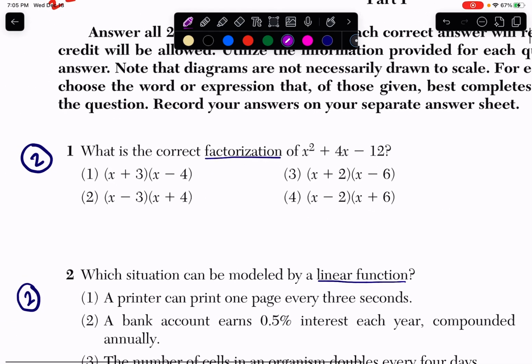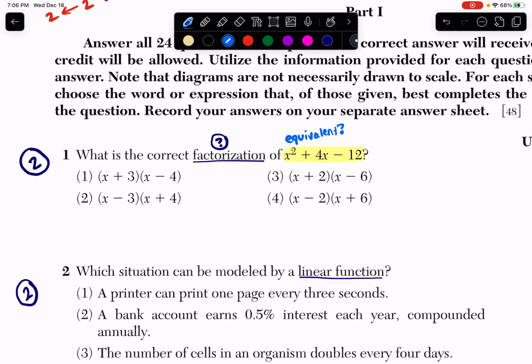we have a category 2 question. What is the correct factorization of x squared plus 4x minus 12? I do not know what factorization is, but I do notice that I have an expression, x squared plus 4x minus 12, and all of my answer choices are other expressions. So anytime I have an expression and I'm looking for other expressions, I'm going to assume that they want me to say which one is equivalent. Maybe I'm wrong, but based on what I know, that seems like a good assumption.